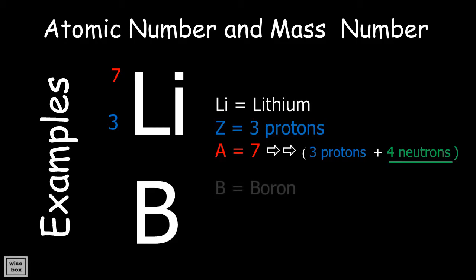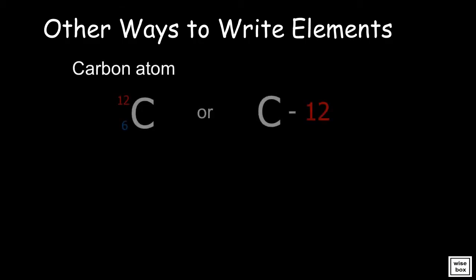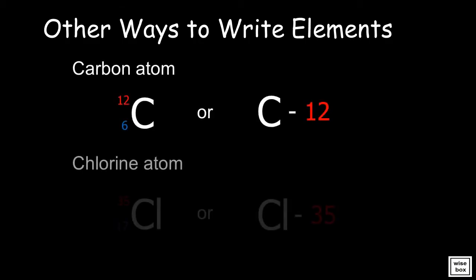Next we have boron with atomic number 5, and it has a given mass number of 11. The number of neutrons would be? That would be 11 minus 5 is equal to 6. There are also other ways to write elements. This is by using the mass number after the element name: the carbon-12 atom, the chlorine-35 atom.